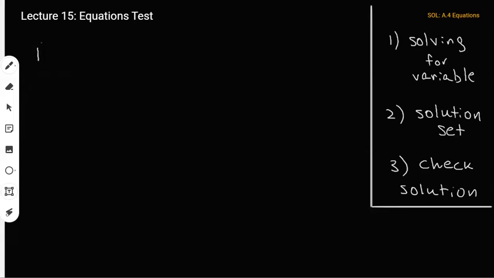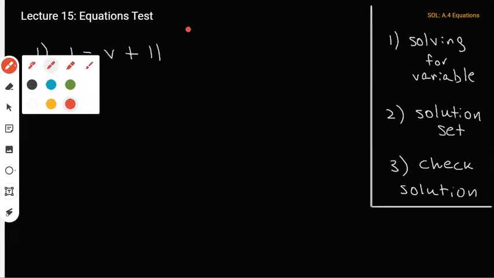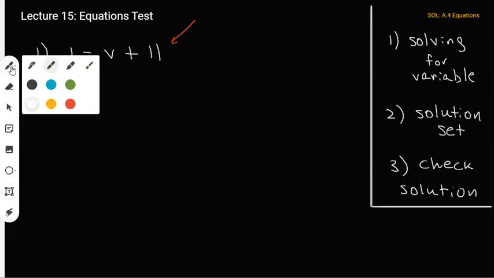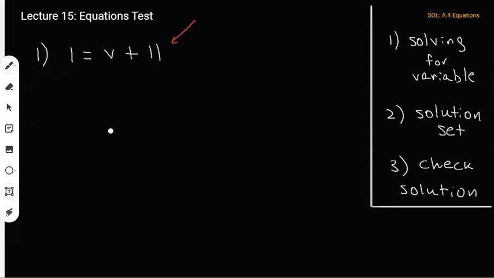All right, so number one, they give us 1 equals v plus 11. V is going to be my variable. I need to get it by itself on one of the sides. Since it's already on the right side, I'm going to see if I can get rid of everything except for the v. So that means I need to get rid of this 11 right here. Since it's being added, I'm going to do the opposite of that to get rid of it. I'm going to subtract it from both sides.